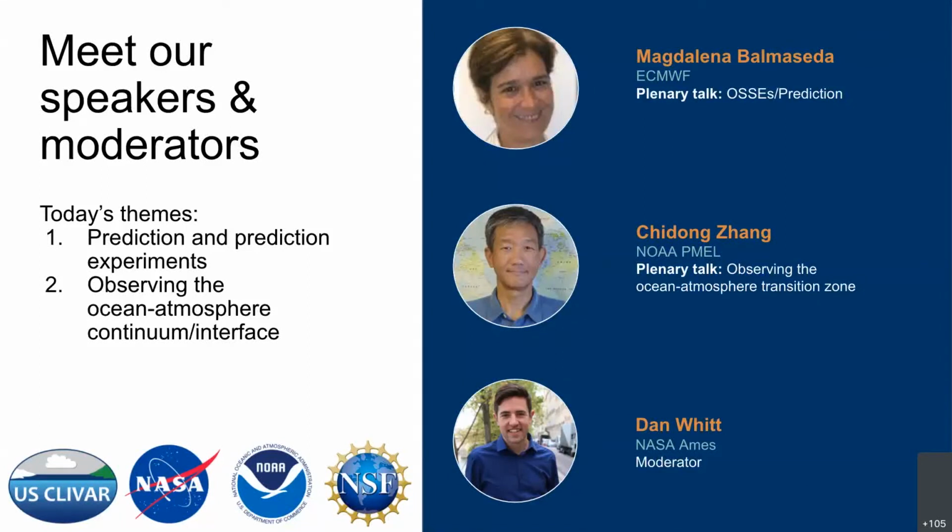Our second presenter is Chidong Zhang. Chidong leads the Ocean Climate Research Division at NOAA PMEL, where he has been since 2016 after 20 years as a professor at the University of Miami. His research has emphasized tropical atmospheric and climate dynamics with an emphasis on subseasonal variability and the MJO, as well as their interactions with ENSO. His talk will focus on observing the ocean-atmosphere transition zone.